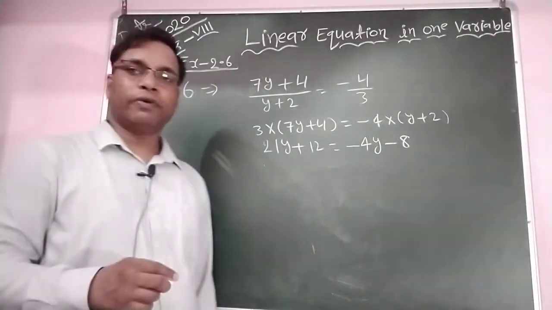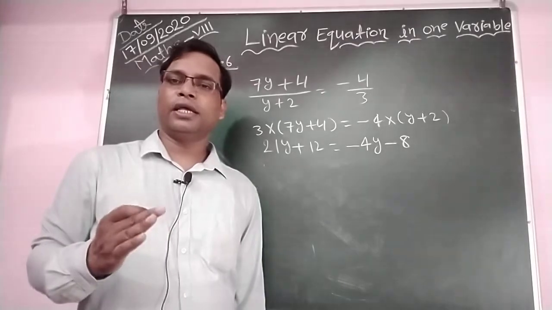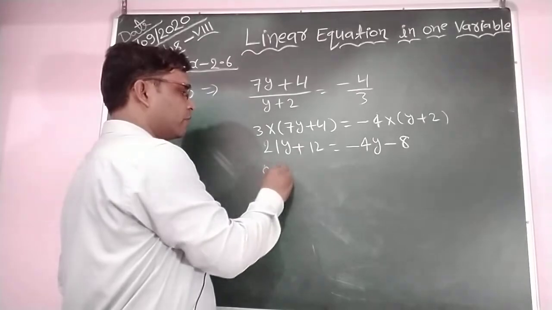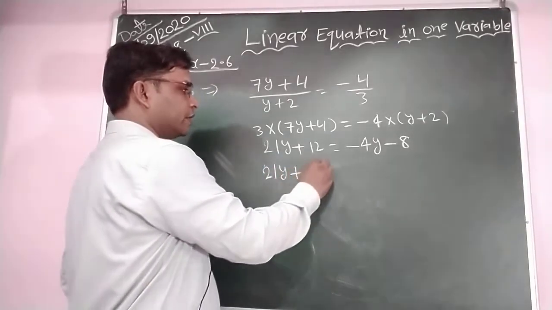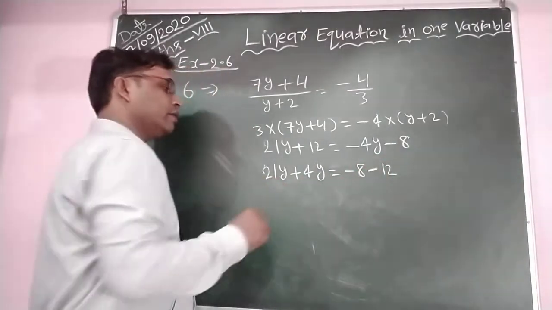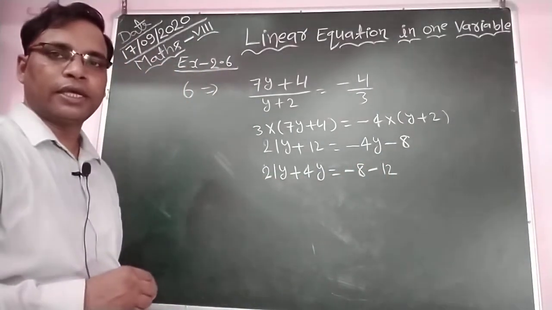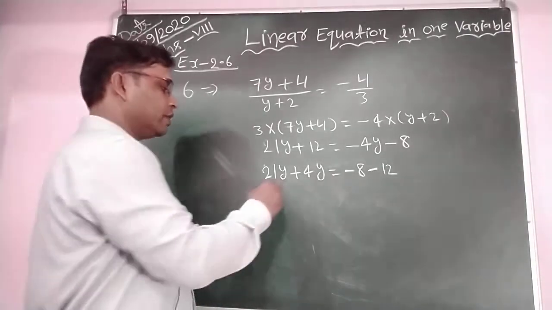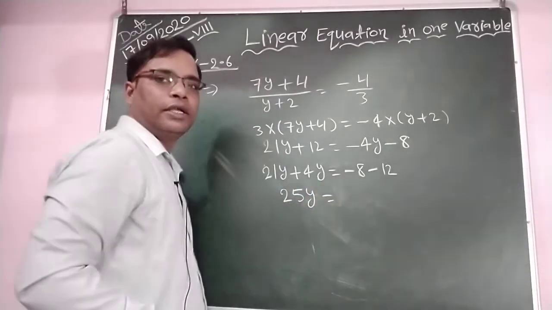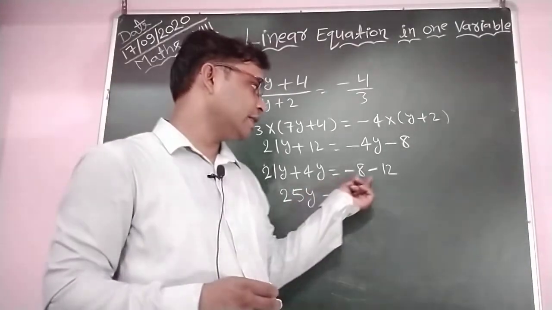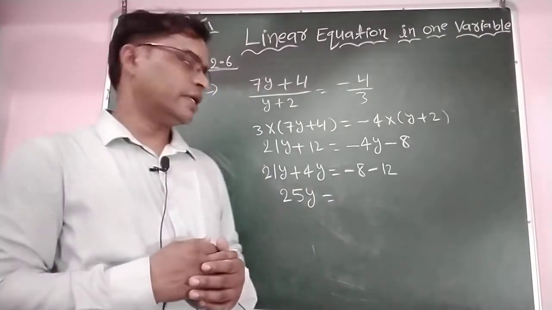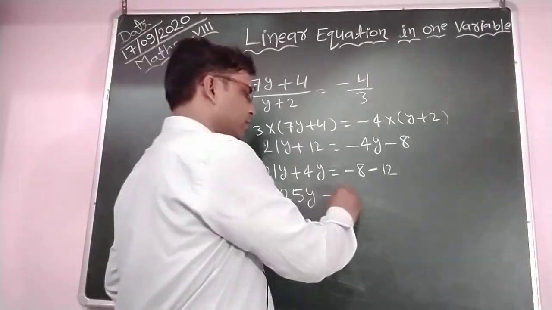Now find the value of y. We separate the variable on one side and the constant on the other side. So for this we can write here 21y plus 4y is equal to minus 8 minus 12. 21y plus 4y becomes what? 25y. Okay. On the right hand side you can see minus 8 and minus 12, this is equal to what? This is equal to minus 20.